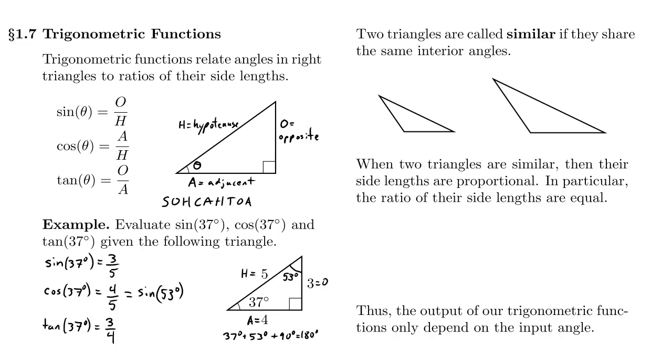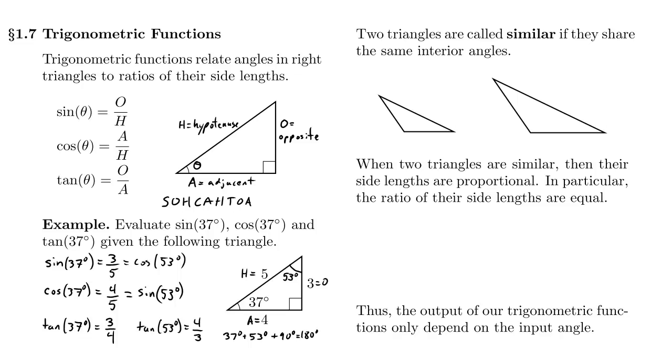Similarly, cos of 53 is the adjacent over the hypotenuse. The adjacent side now has length 3, so we get 3 over 5. This is the same as sine of 37. Finally, since the opposite and adjacent sides of this angle are flipped from the old one, tan of 53 degrees is 4 over 3. Let's move on.